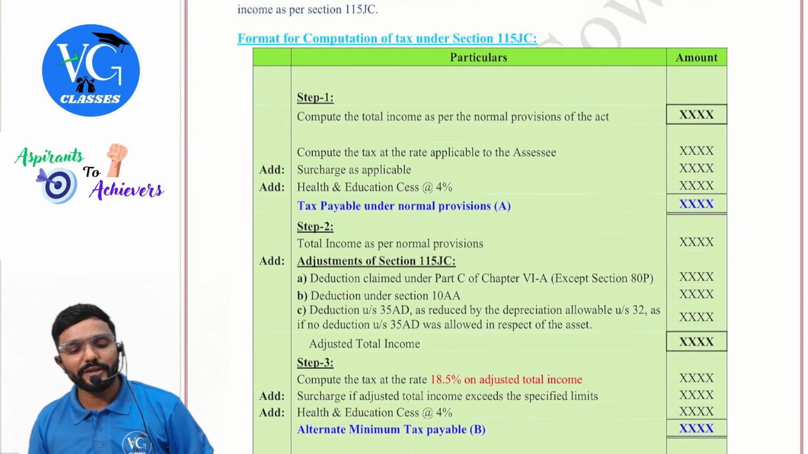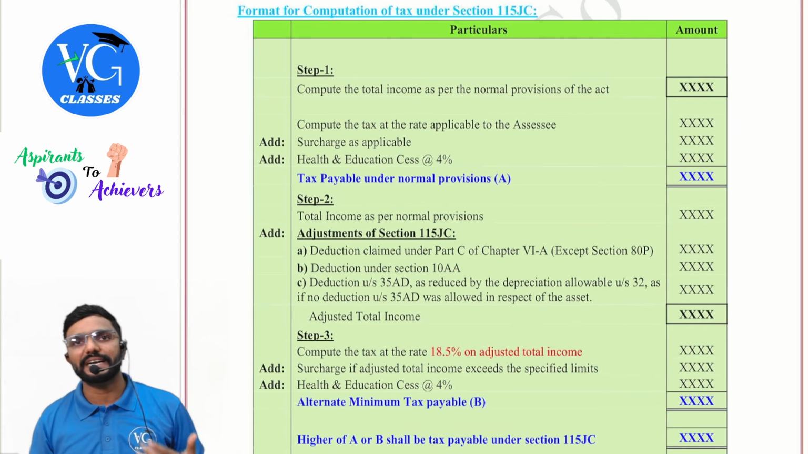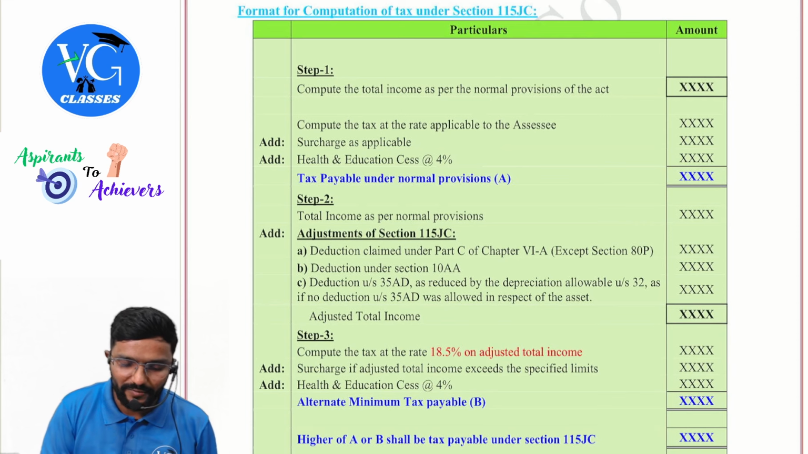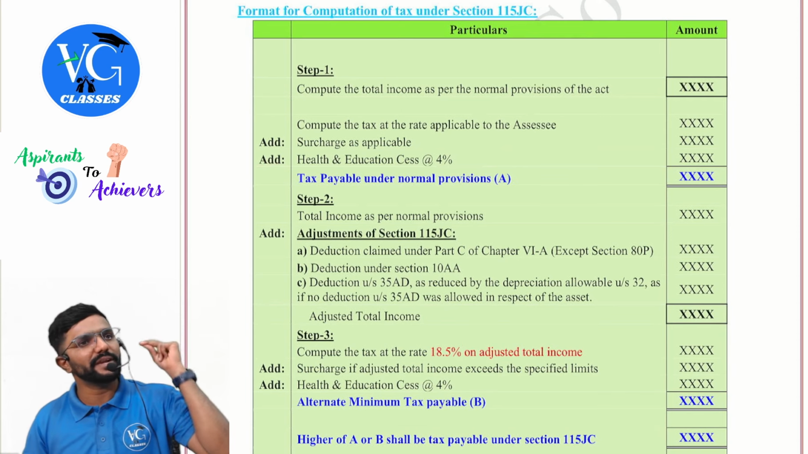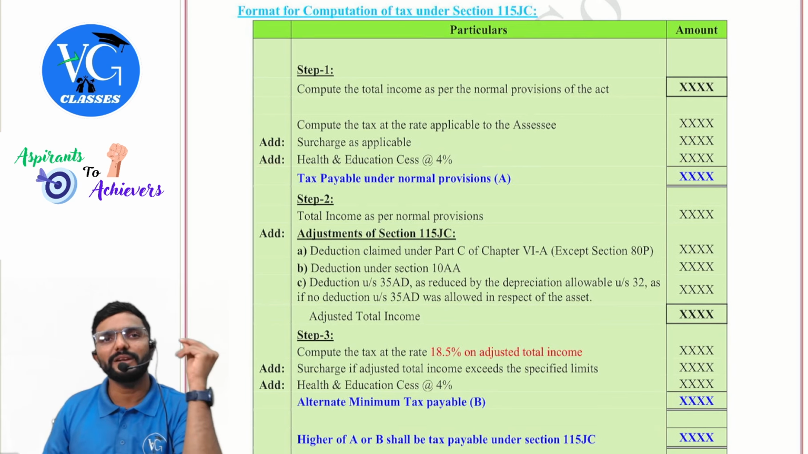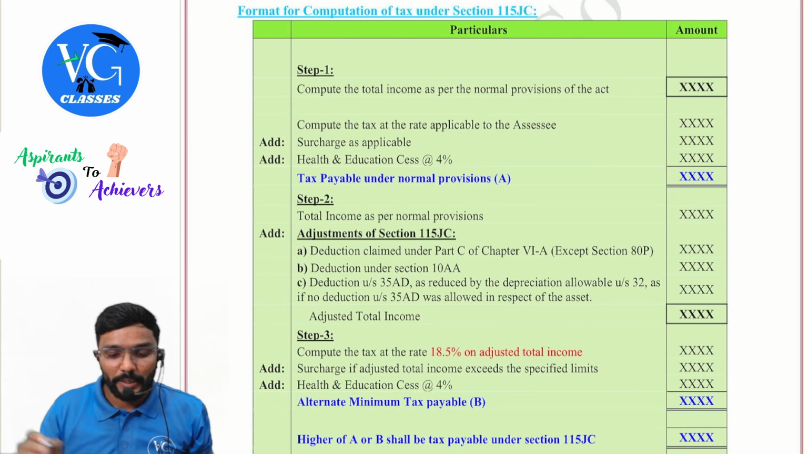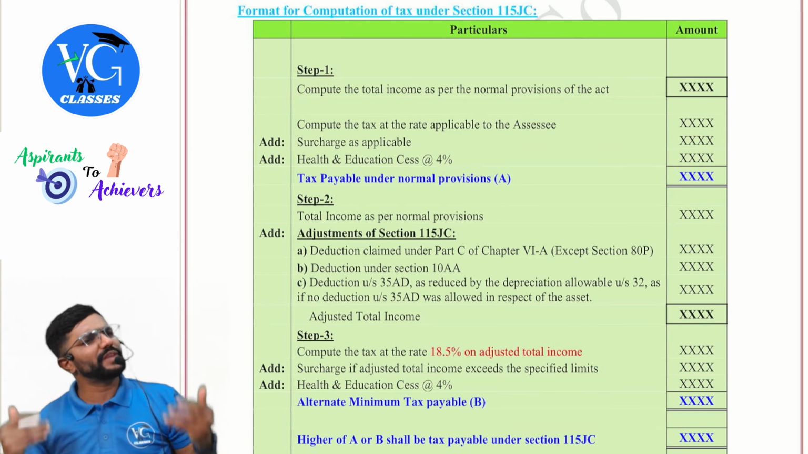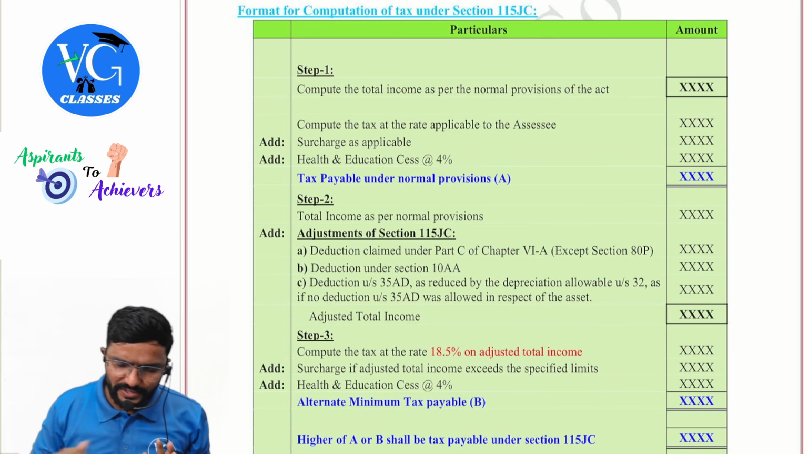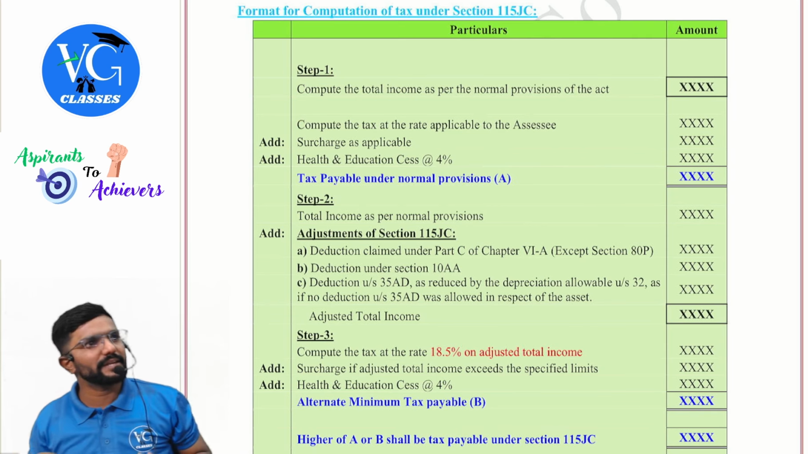Yes, sir. AMT is applicable. How do I calculate? Various steps are there. Step 1, our normal provision. This is not AMT. This is the normal calculation. Normal means whatever we have learned till the last chapter. Compute total income as per the normal provisions of the Act, which we would have already learned. Then compute tax at the respective rates.